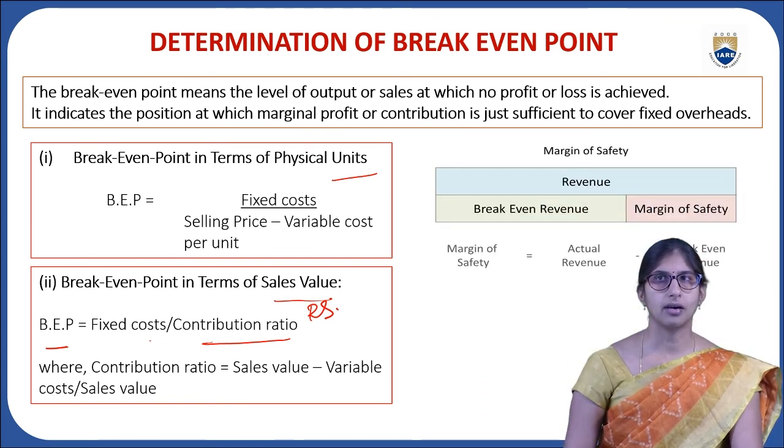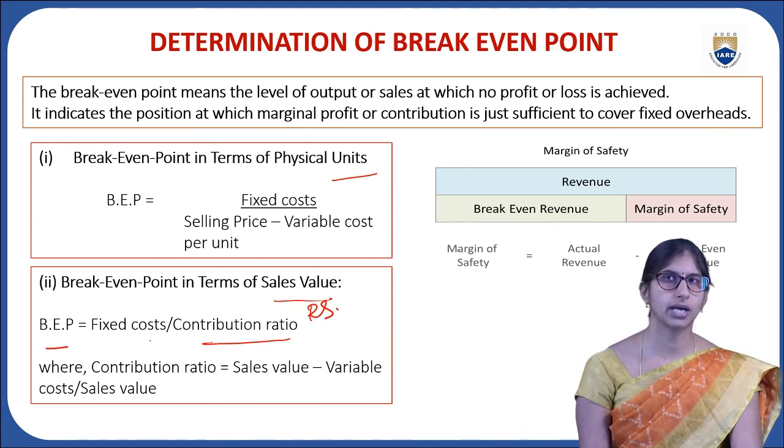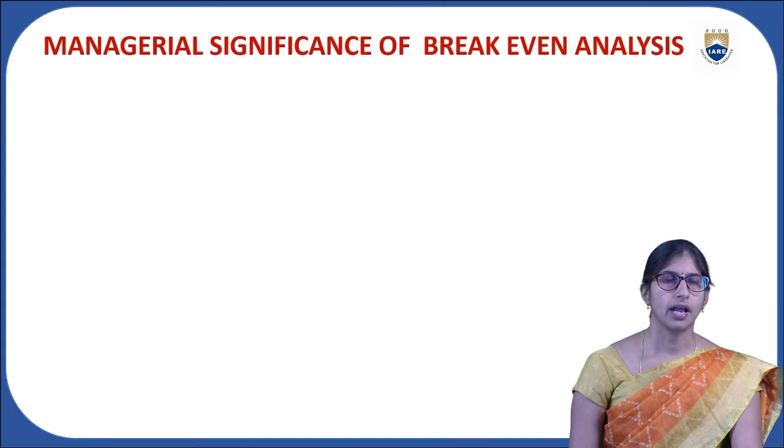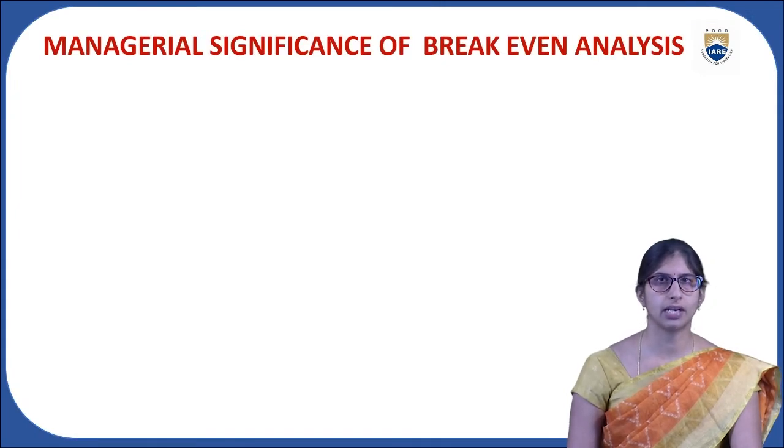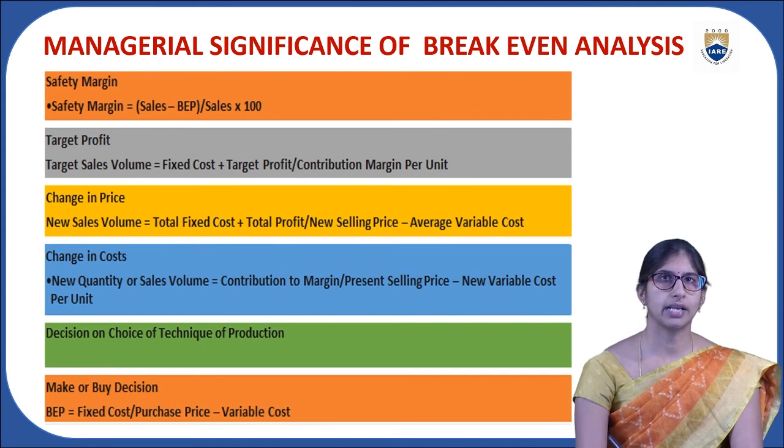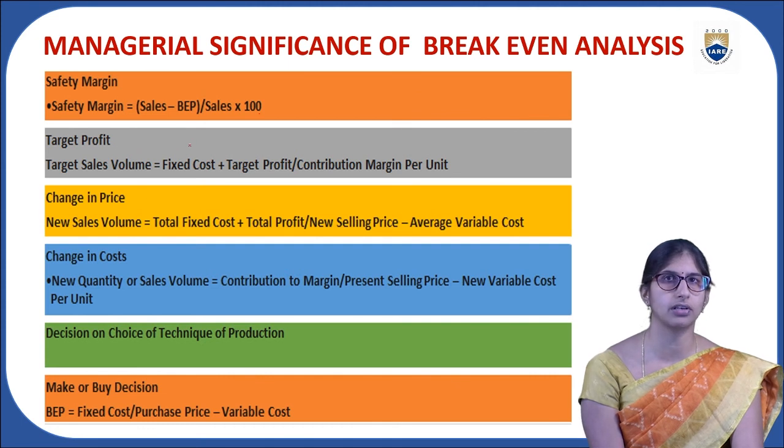And now margin of safety. Margin of safety means the total actual sales made minus the break-even sales. This is how we find the break-even point. Coming to the managerial significance of break-even analysis, we maintain safety margins, that is sales minus BEP sales, divided by sales, into 100. We can find the target profit, that is, target sales volume equals fixed cost plus target profit divided by contribution margin per unit.